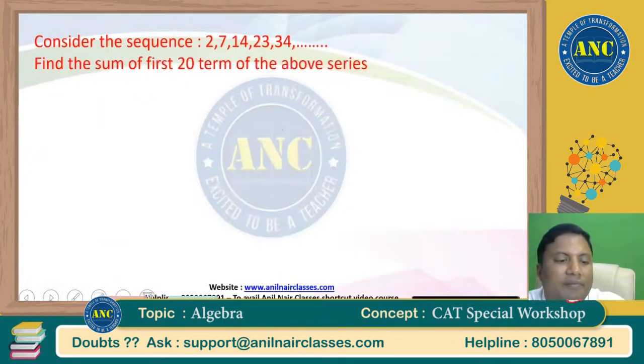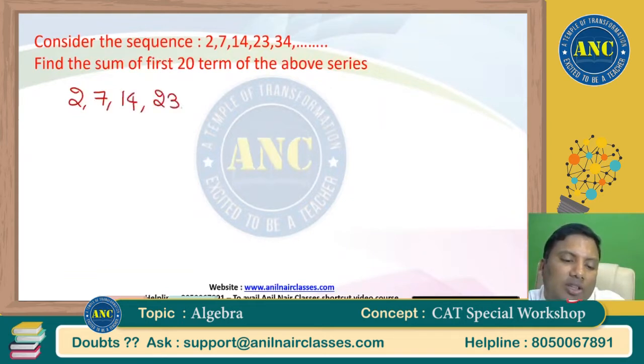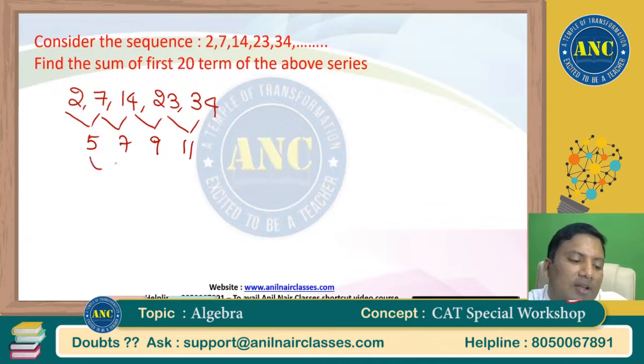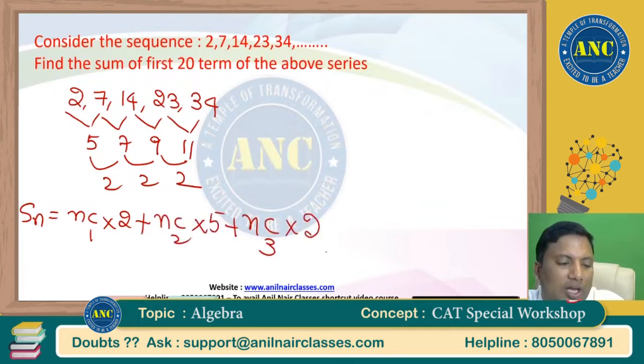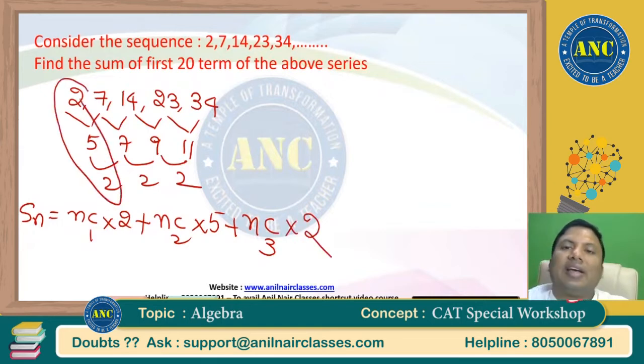Suppose the question is like this: 2, 7, 14, 23, 34. Sum of first 20 terms. These differences are 5, 7, 9, 11, and these are 2, 2. So the sum of n terms is nothing but nC1 into 2 plus nC2 into 5 plus nC3 into 2. Finish. Only the leftmost terms you need to take care of. See, derived from the concept n by 2 into 2a plus n minus 1 d.